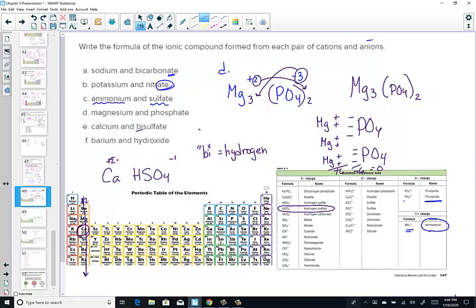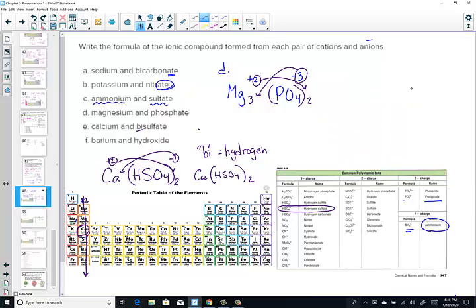Around and down, the calcium's charge becomes the subscript on hydrogen sulfate. The -1 becomes the subscript on the calcium. When we need to take more than one polyatomic ion, it gets placed inside of a parenthesis and the subscript outside. So cleaning that up, we say Ca, parenthesis, HSO4 taken twice. That's calcium bisulfate. You may also say calcium hydrogen sulfate.